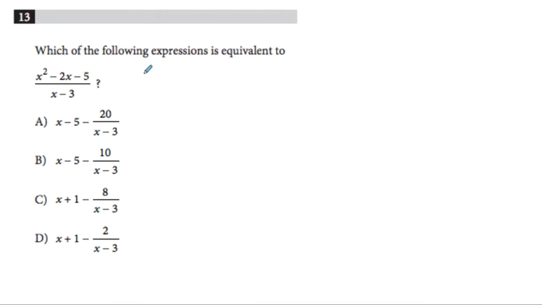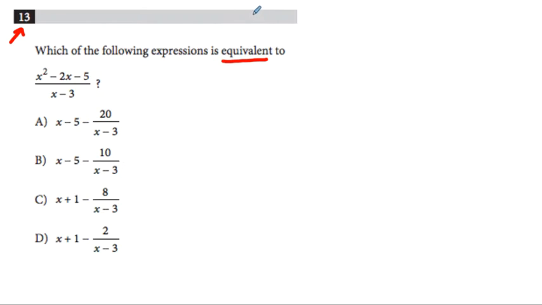Everyone, so it's Coach Fred here doing SAT practice test 7, math non-calculator number 13. We're getting close to the end, and I'm looking at this question. It says, which of the following expressions is equivalent to x squared minus 2x minus 5 over x minus 3?